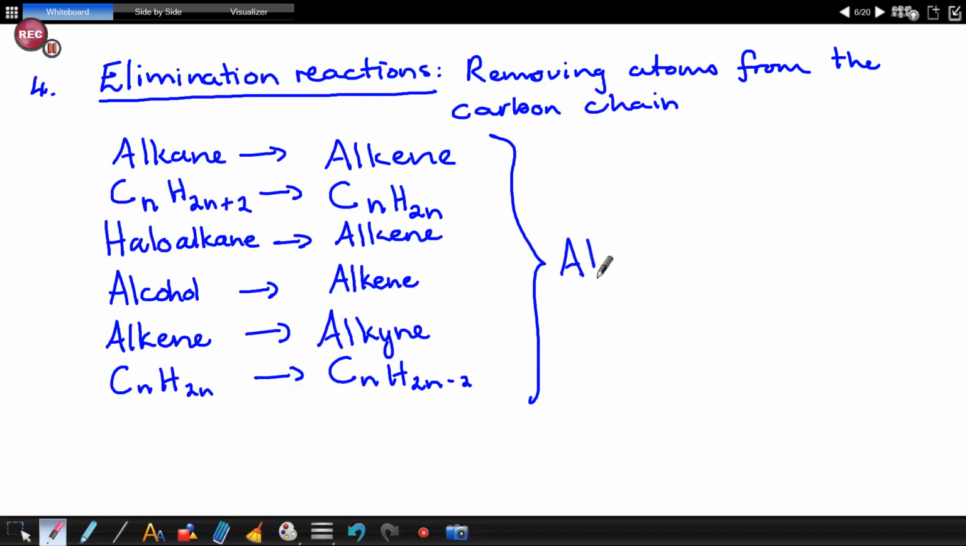Yes. You just do the general formula for the haloalkane, so C2 alkene. Okay. And alcohol. Okay.